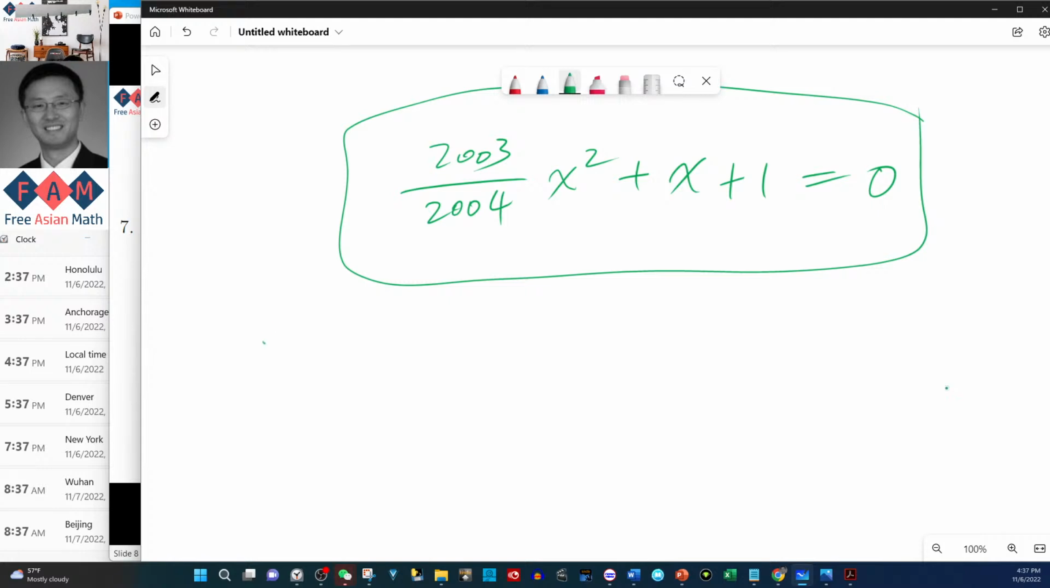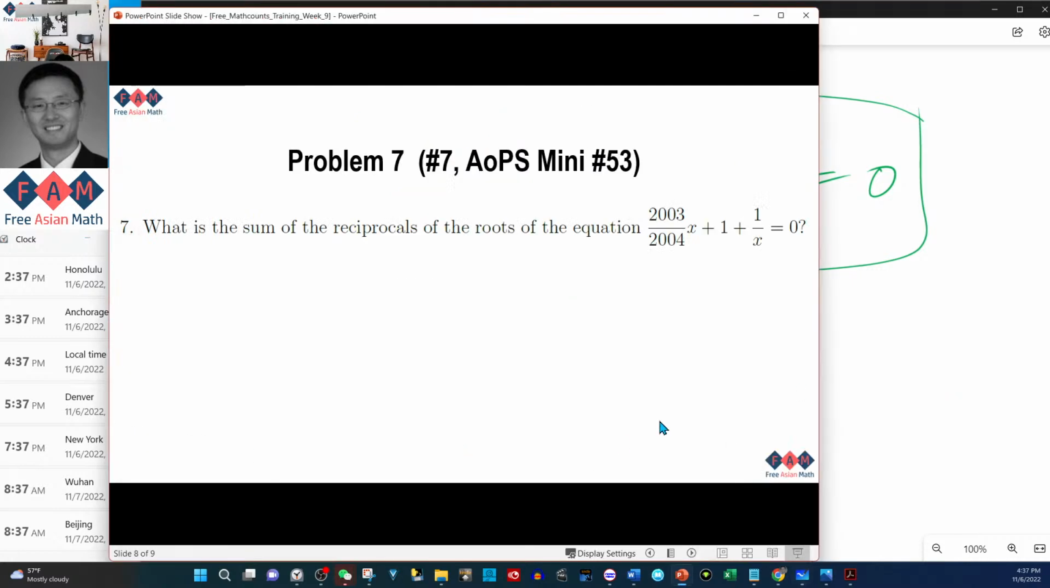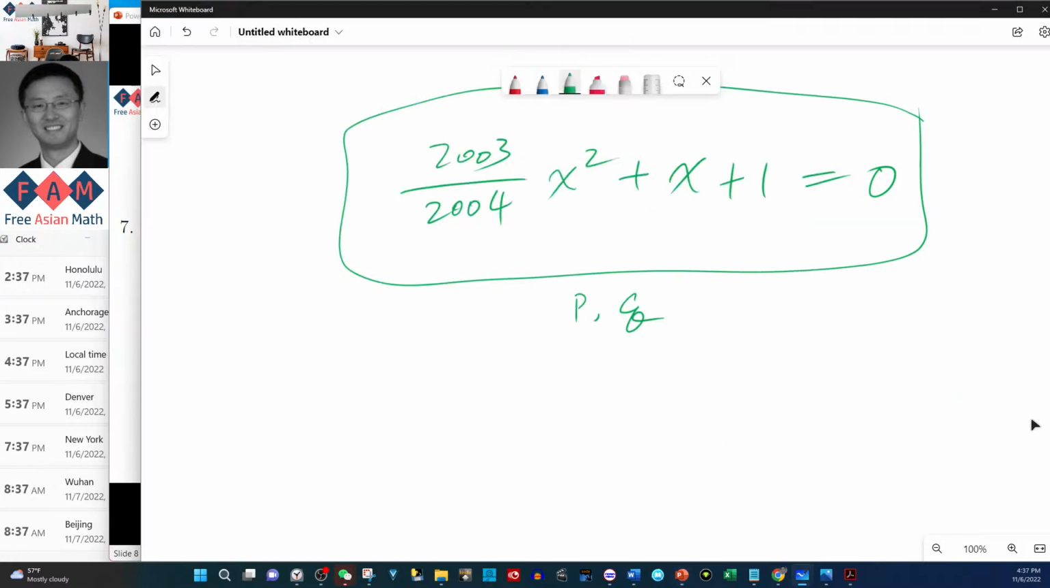I actually prefer x1, x2. But for those of you who feel uncomfortable with this notation, I can stay with p and q, or anything like m and n, a and b, whatever. So let's say the two roots are p and q. P and q are the two roots. What do we need to know? The sum of the reciprocals, so that's 1 over p plus 1 over q.